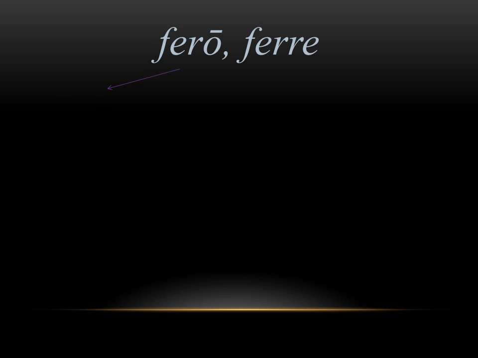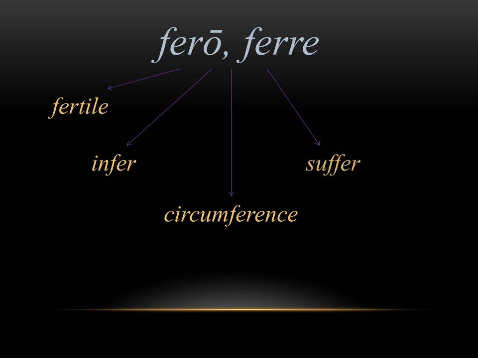Ferro, ferre means to bring, and in English we get the words fertile, infer, circumference, suffer, and transfer. And again, if we think about the word fertile, it's talking about the ground being able to bring us crops, is one way of thinking about it. And if you transfer something, it means you're bringing it across. That's literally the definition in Latin. You're bringing something somewhere else. You're transferring it. All five words have the root of bringing.